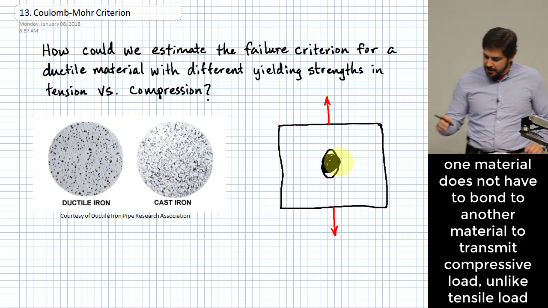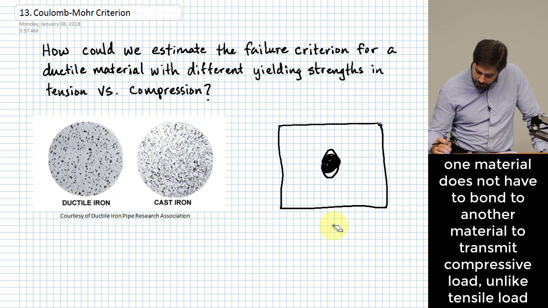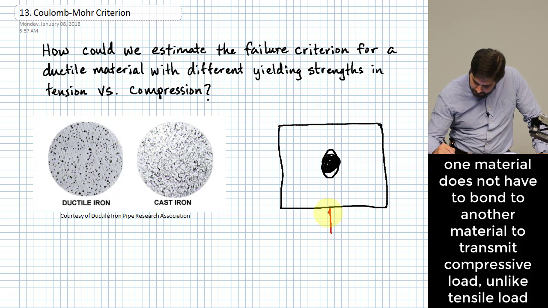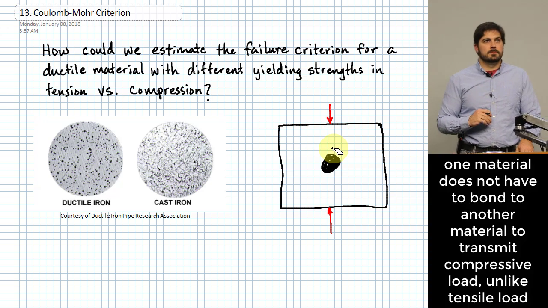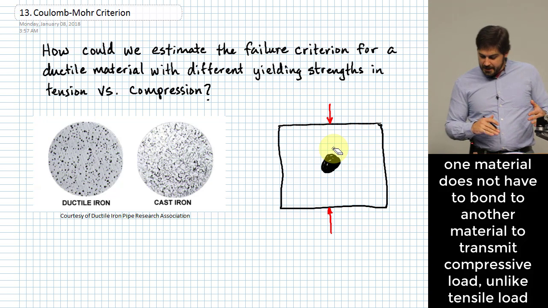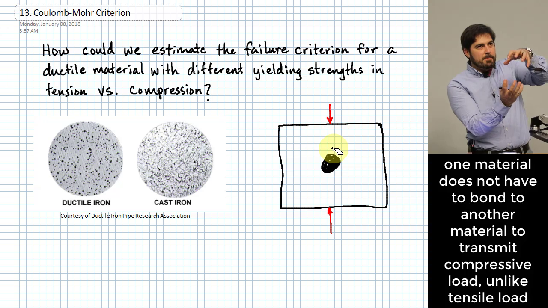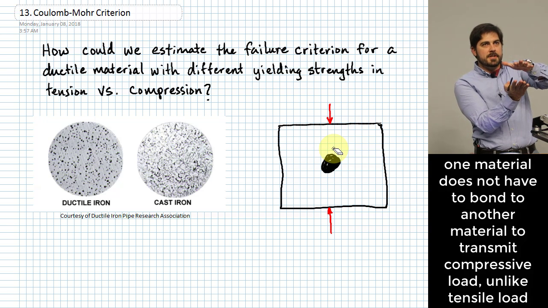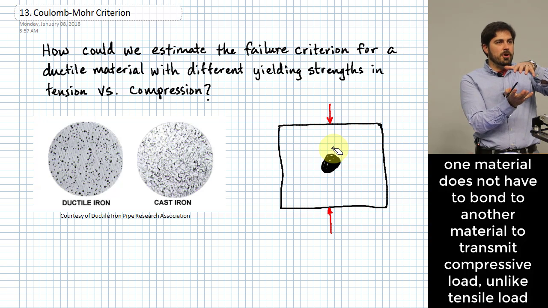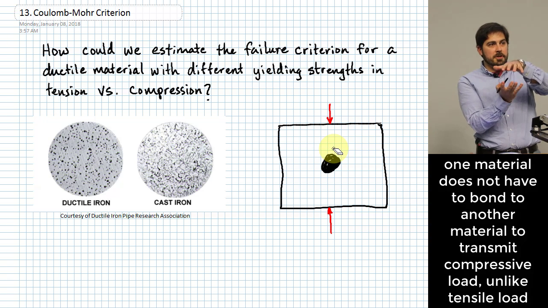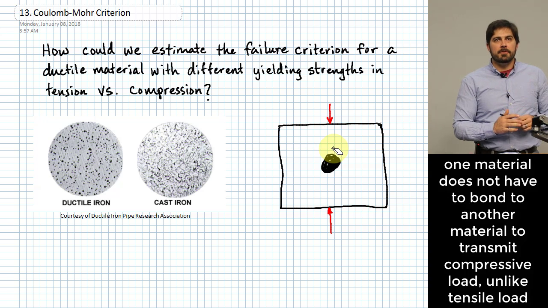Well, what happens then if you switch this around and do compression instead? What would happen there is that the iron would actually make contact with the graphite, and even though the graphite might not be as strong a material as the iron, it would still make contact, and it would still contribute to the strength of the part.